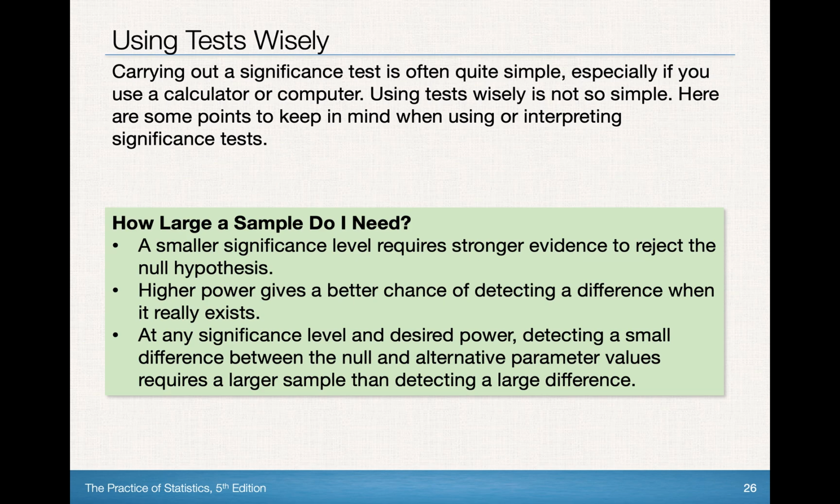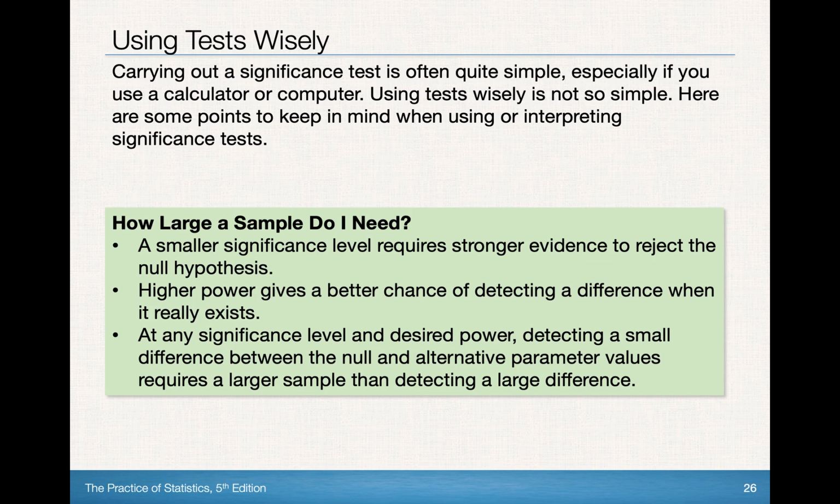Higher power, right, the power of a test, gives a better chance of detecting a difference when it really exists. So remember, the power of a test is the probability of successfully rejecting the null hypothesis. And at any significance level and desired power, detecting a small difference between the null and the alternative parameter values requires a larger sample, right?